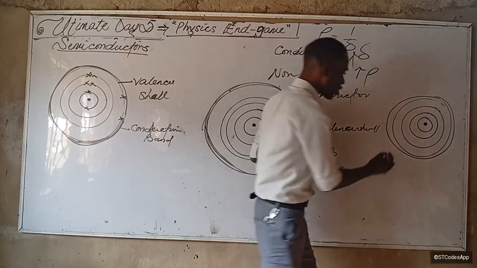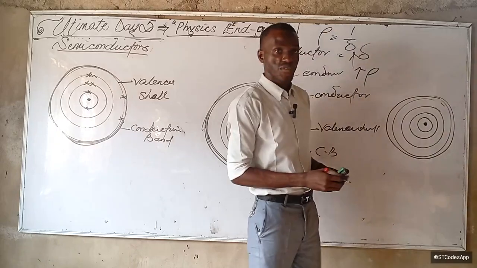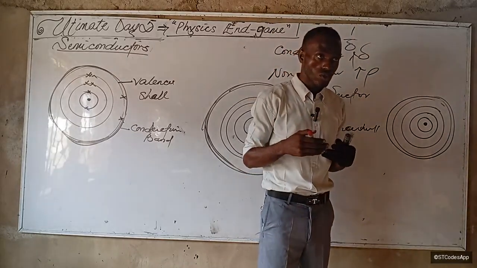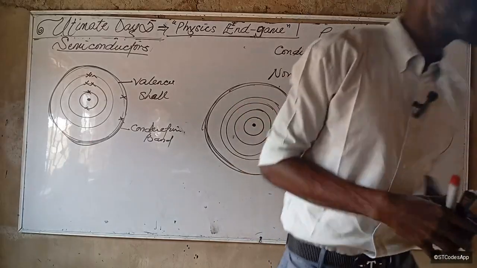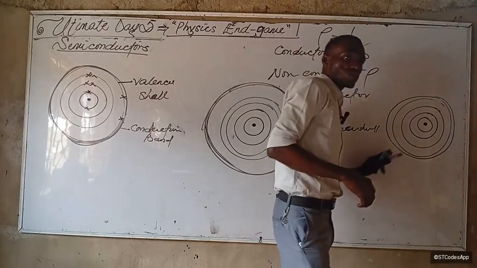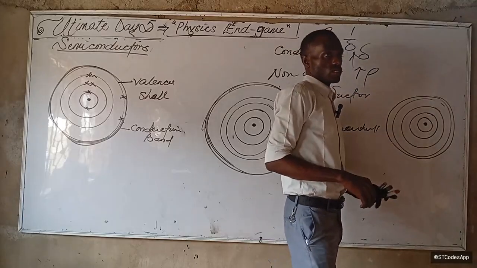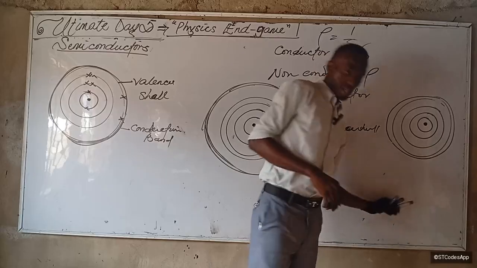Do you notice that the conduction band and the valence shell are very close? So because of that, if you provide an amount of energy for them, they are able to move out of the conduction band. Does that make sense? Okay.